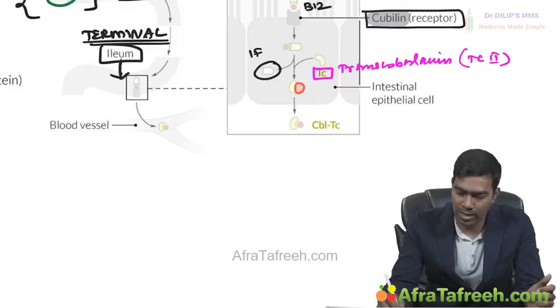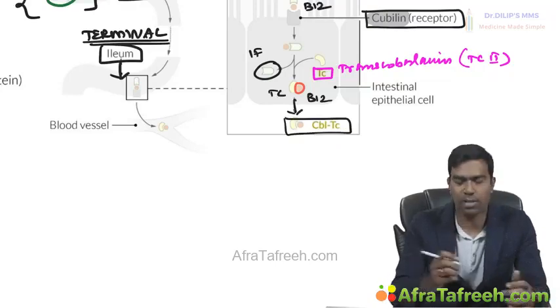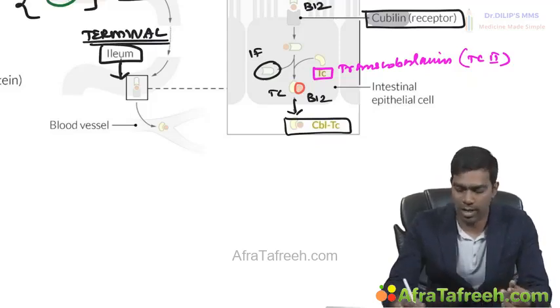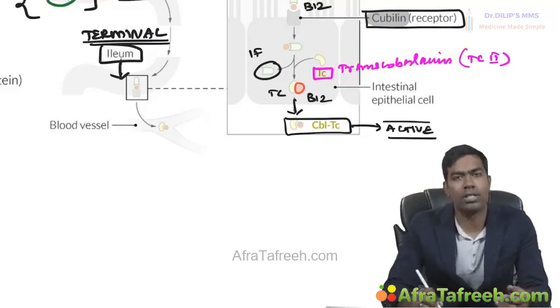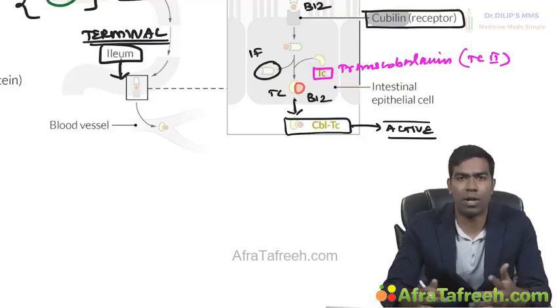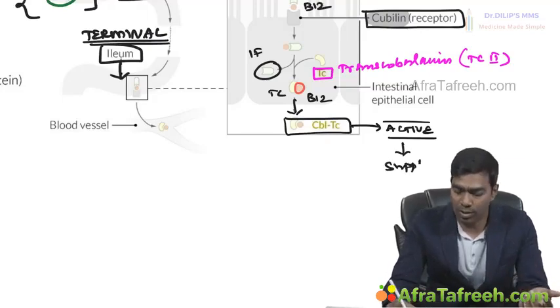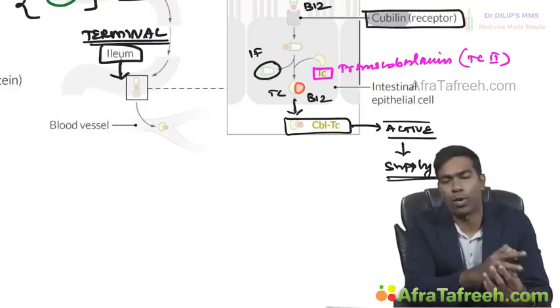So once this B12 mixes with this transcobalamin, it is exported out and transferred in the blood as the cobalamin and transcobalamin complex. And this is what we call the active form of B12, because this transcobalamin and B12 complex is the one that is going to supply B12 to the cells. I'll tell you why this point is important.